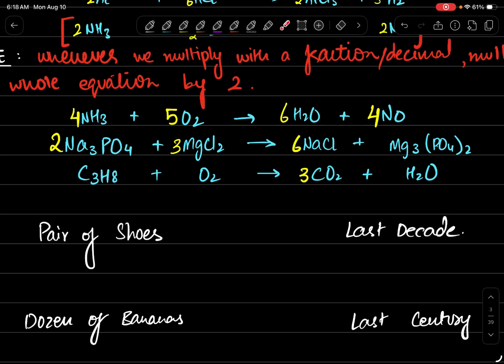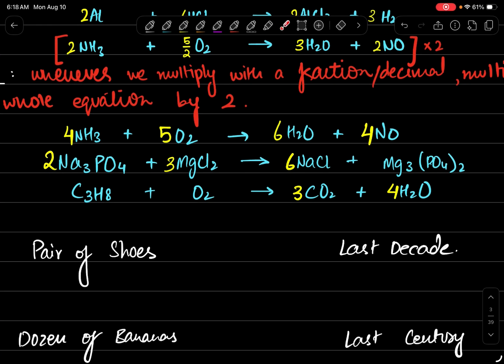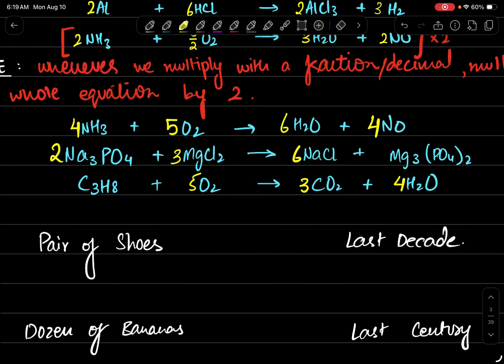Next, let's check the hydrogens. So if we have 8 hydrogens here and 2 hydrogens here, how do we make 2 into 8? We multiply by 4, right? So if we multiply this by 4, that makes up 8 hydrogens, right? 4 times 2 is 8. And lastly, let's just check oxygens. So in the product hand side, we have 3 times 2, 6 oxygens from this molecule and 4 oxygens from this molecule. That makes up 10 oxygens in total. So in the reactant hand side, we also have to make 10 oxygens, right? So how do you make 2 into 10? We just multiply by 5, and that's solved our answer, right?